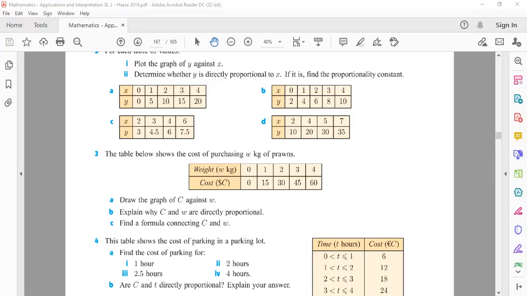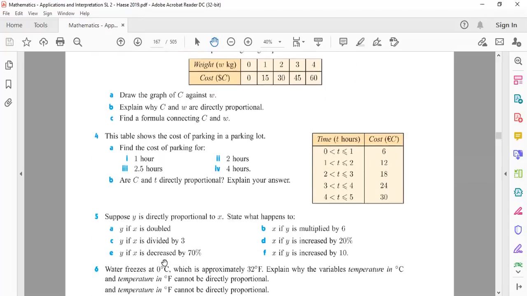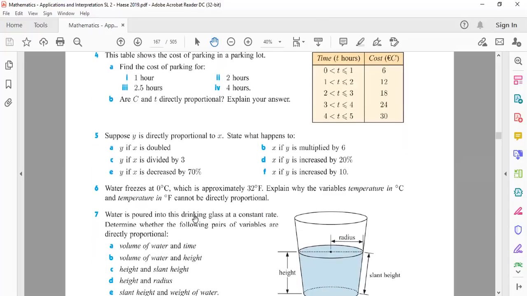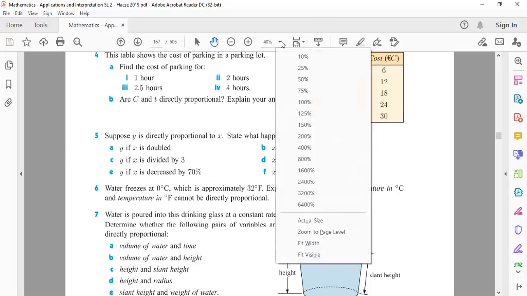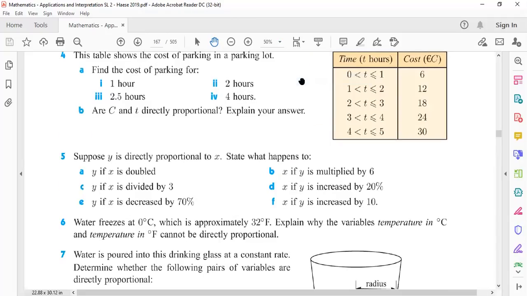Is C equals 15W? Okay, so that's easy, I know. But now, as per that, can you try the fifth one now? Fifth one is difficult. So it's basically y is equal to kx.